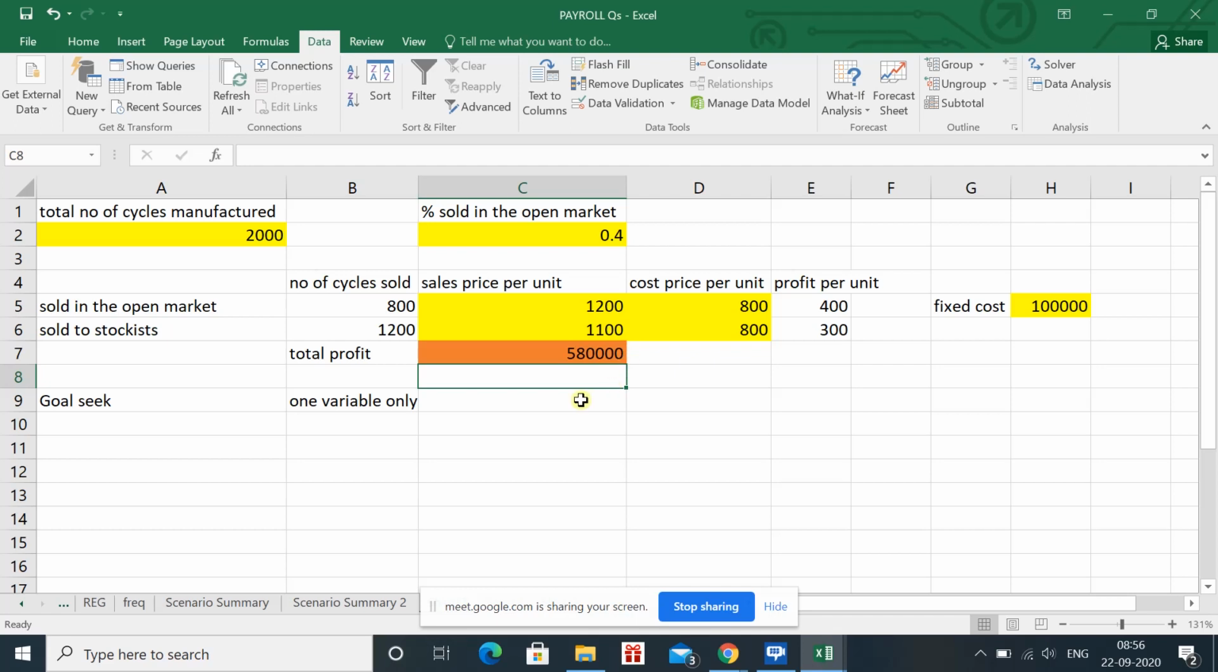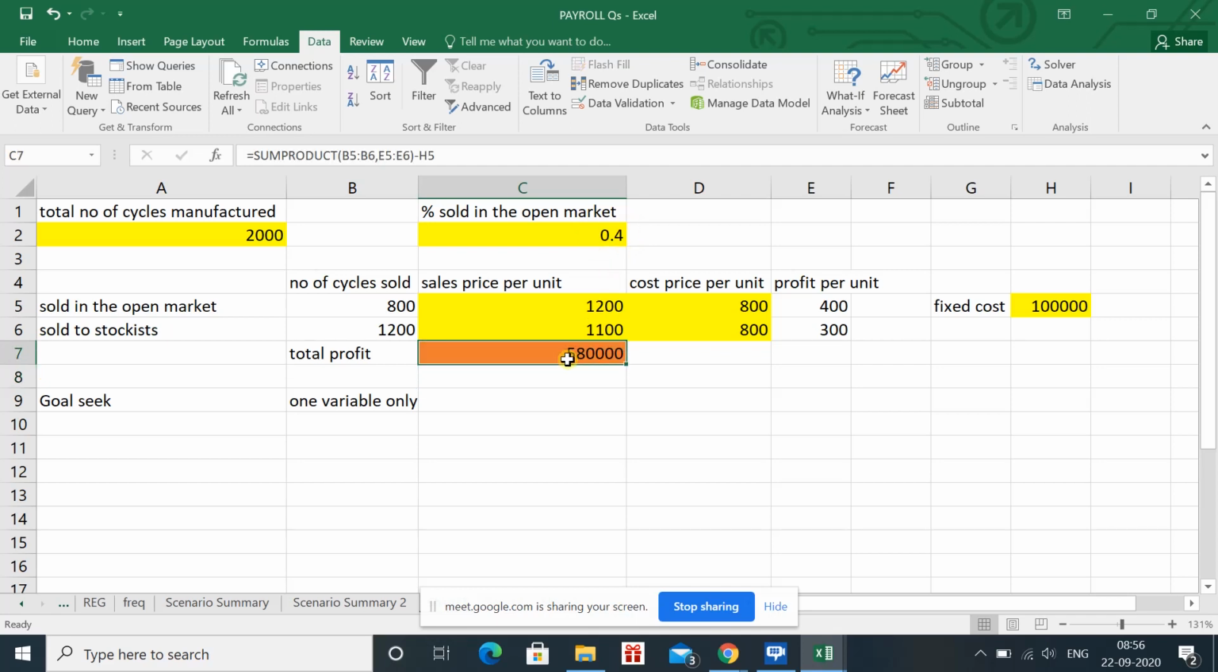They are saying, in case of goal seek, suppose you want to achieve the target profit. Currently your profit is 5,80,000 and you want to achieve a particular level of profit. If you want to achieve a higher profit, this means you have to make some changes. So what are the inputs which we can change? They are saying you can change the percentage sold in the open market.